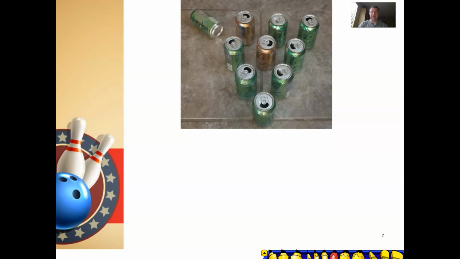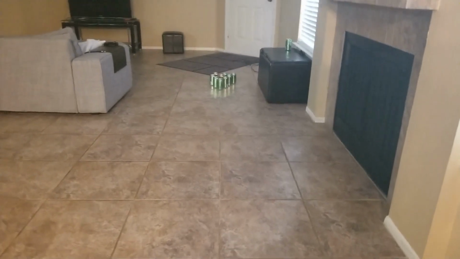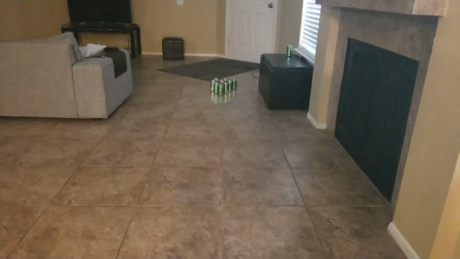All right, so this is player 2's turn now, and there were 10 pins set up, and he knocked down 1. So 10 take away 1 equals 9 left. 10 take away 1 equals 9. All right, I removed the 1 pin. I still have 9 standing up down there.